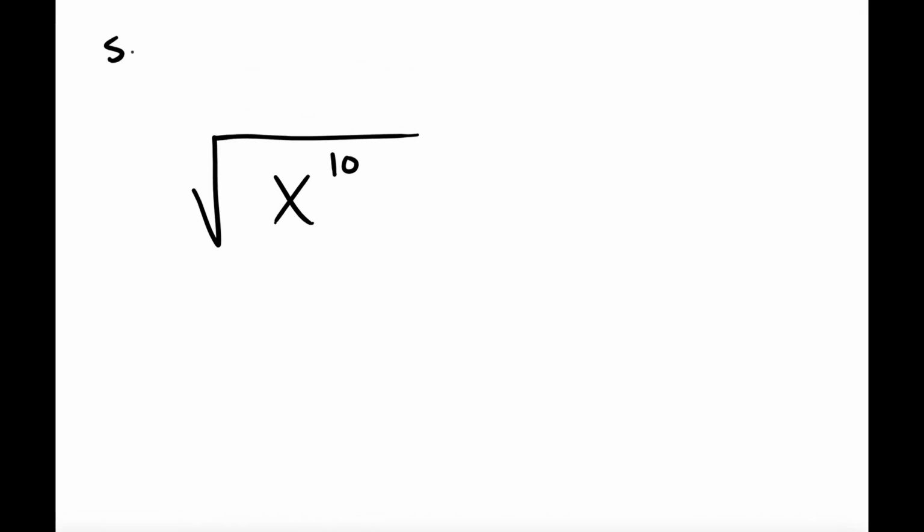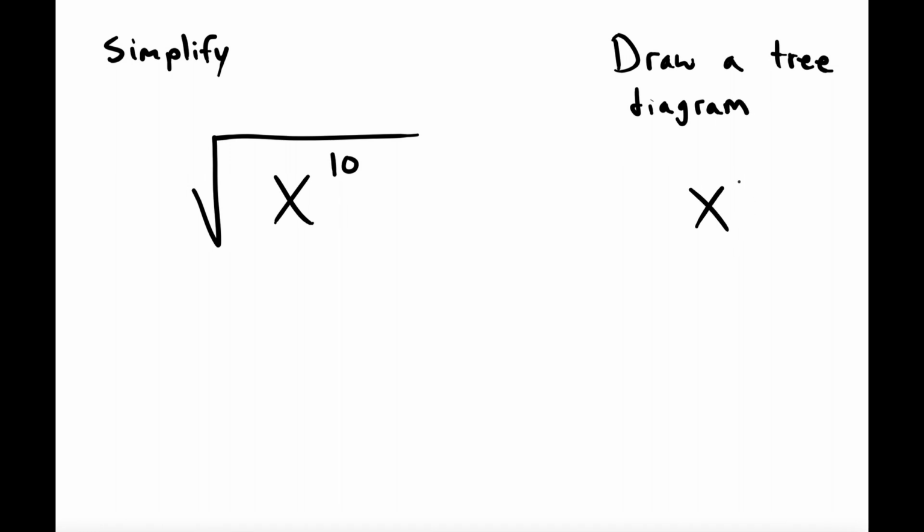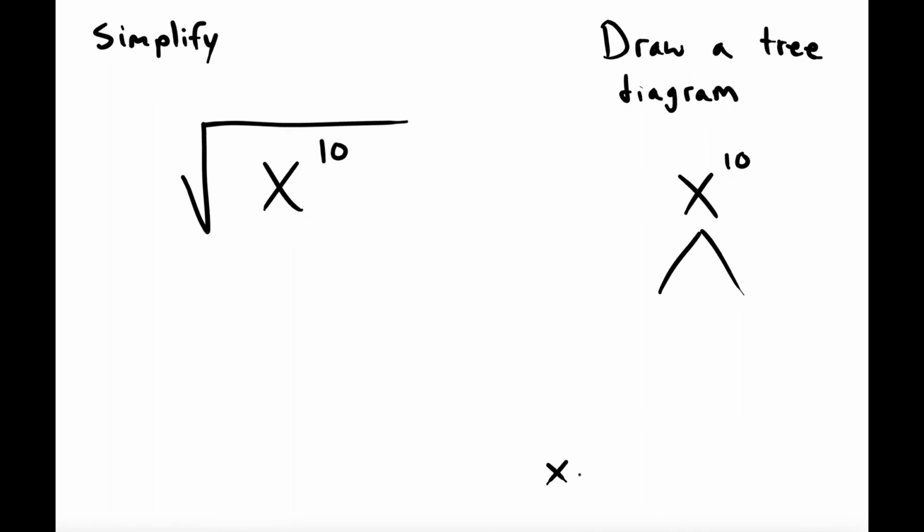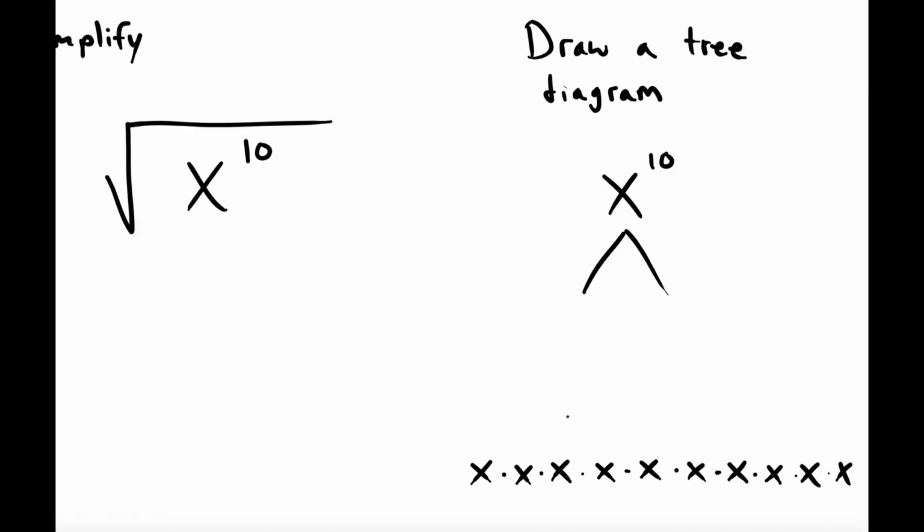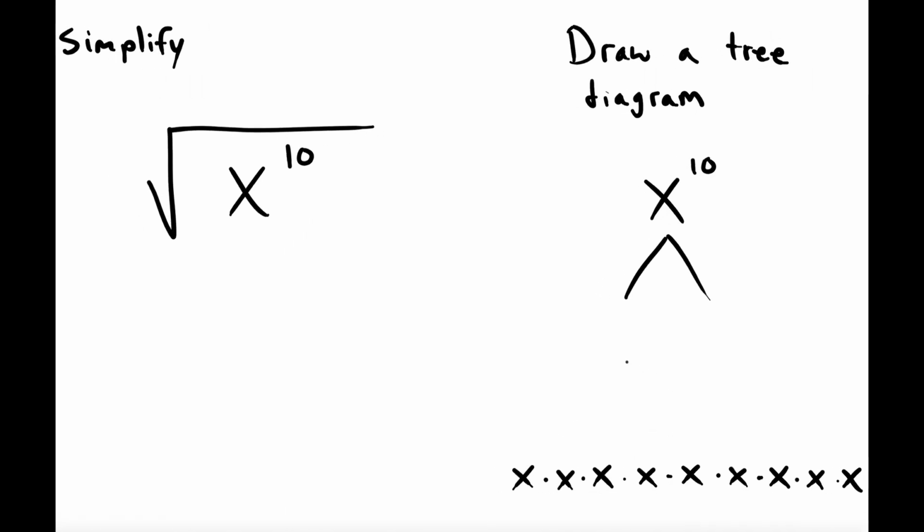Let's say we're going to simplify the square root of x to the 10th. I'm going to start with drawing a tree to help reveal to me what's inside the x to the 10th. So, by definition, it is x times x times x times x times x, 10 x's being multiplied together. That's the meaning of x to the 10th.